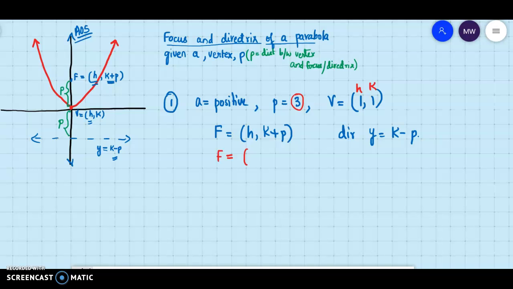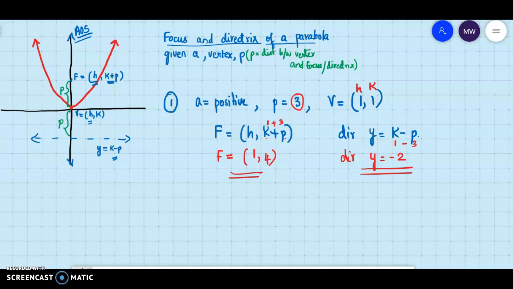So the focus is, instead of h, I can plug in the number 1. And the y-coordinate is k plus p. I know my k is 1 and my p is 3. So I add them, 1 plus 3, I get 4. So that's my focus. And my directrix is y equals k minus p. I have k is 1 and I have p is 3. So 1 minus 3, my answer is negative 2. So y equals negative 2 is my directrix.